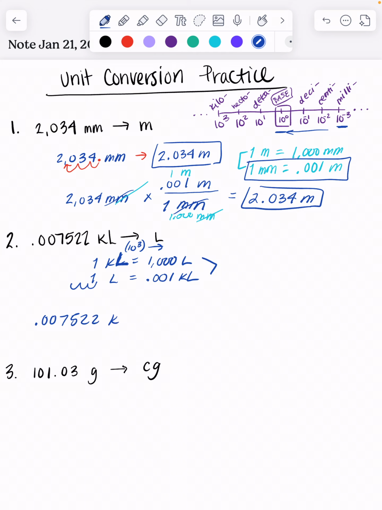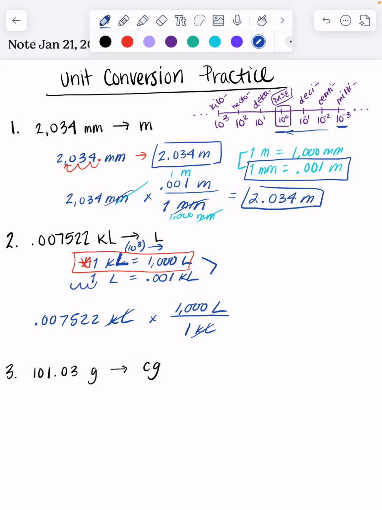0.007522 kiloliters times, I know I need kiloliters on the bottom. So I'm going to use this top one right here, okay? This is what I'm using. So 1 kiloliter goes on the bottom. Amazing, my units cancel. And now I need my correct equivalency on the top. So I go, 1 kiloliter, that's 1,000 liters.